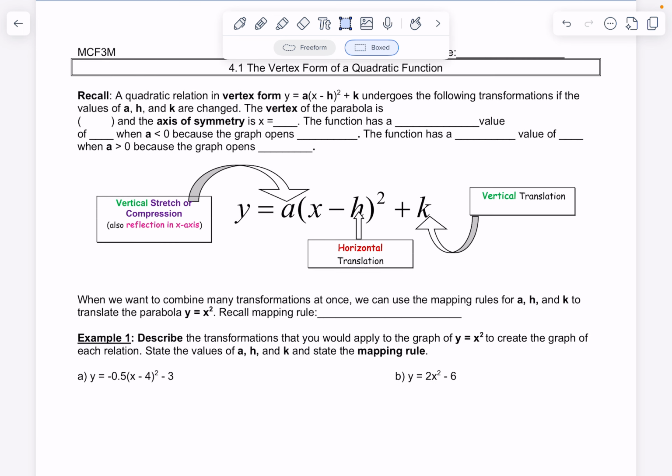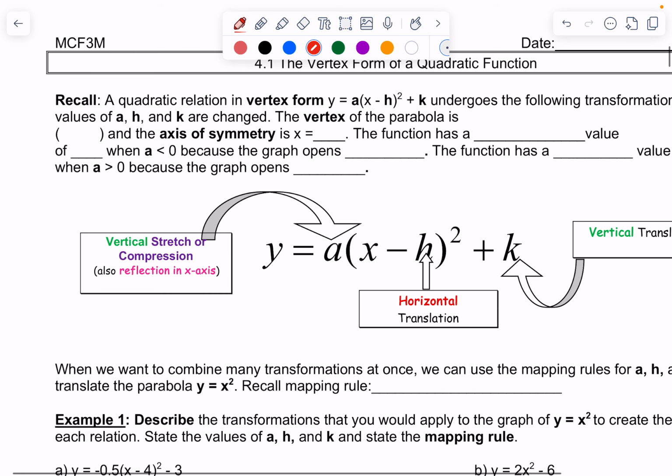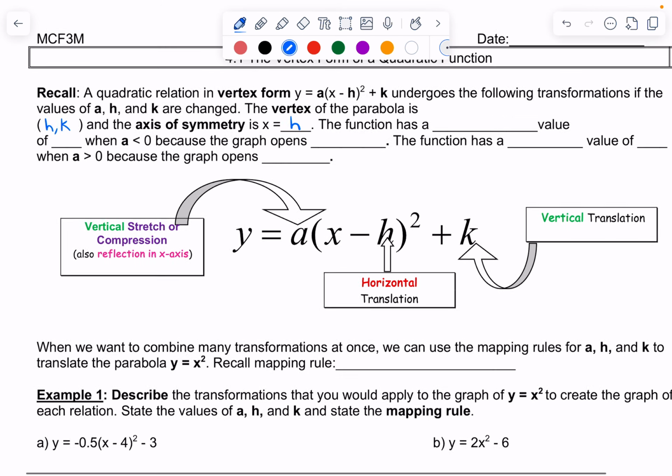A quadratic relation in vertex form, y equals a(x minus h) squared plus k, undergoes the following transformations if the values of a, h, and k are changed. The vertex of a parabola, and where is the vertex of a parabola? It's always at (h, k). And the axis of symmetry is x equals h. So if you have the vertex, you have your axis of symmetry.